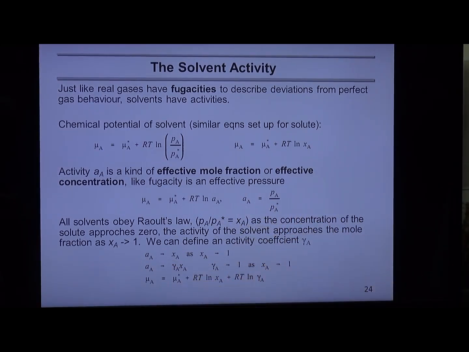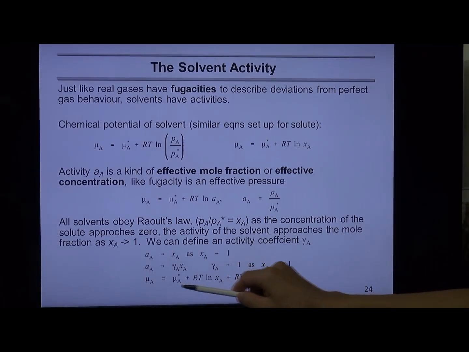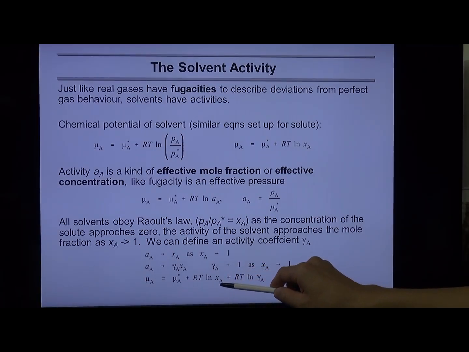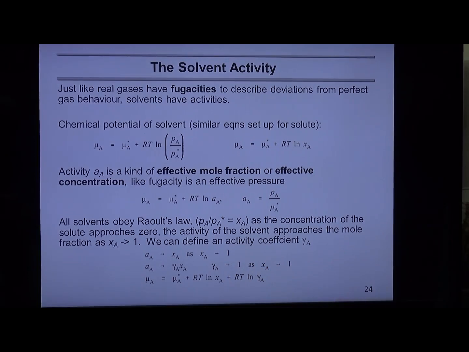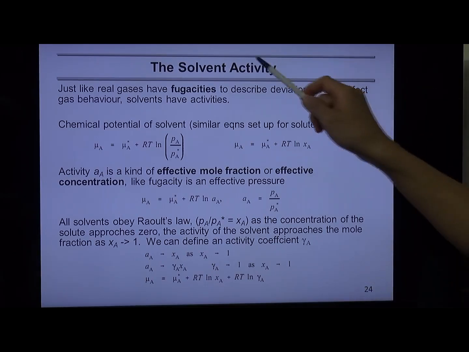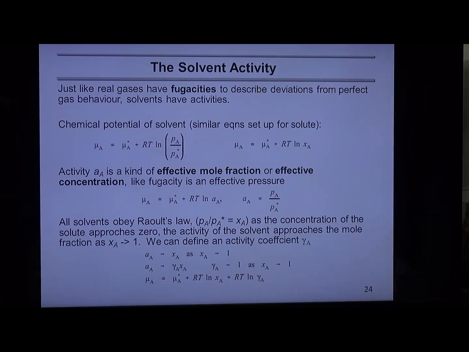So since aA is equal to gamma A XA, if you put this in here, we have this expression: mu A is equal to mu A star plus RT ln XA plus RT ln gamma A. So these two terms represent the behavior of an ideal solution, and this term basically shows the deviation of the real solution from perfect ideal solution behavior. So here we describe the activity of the solvent.